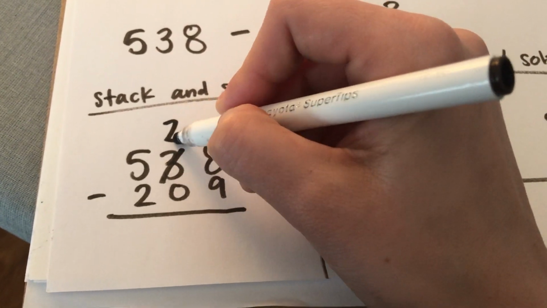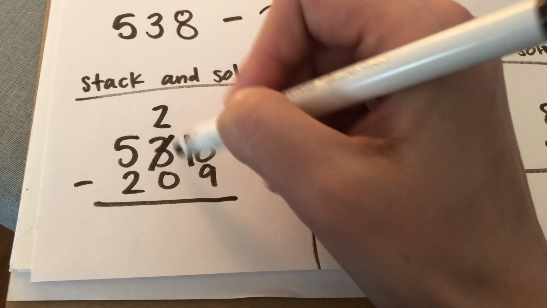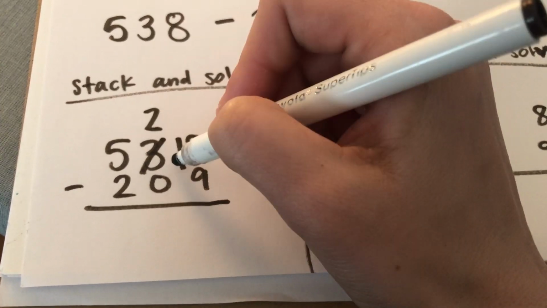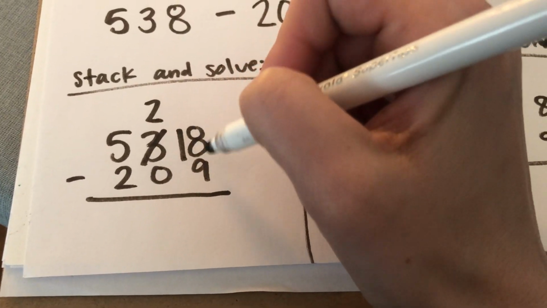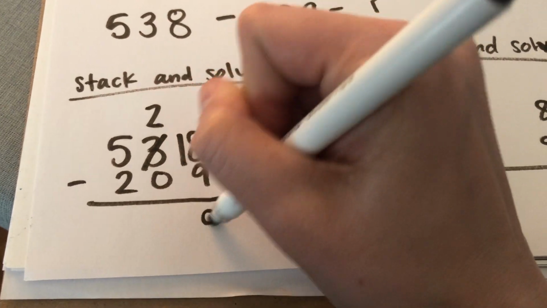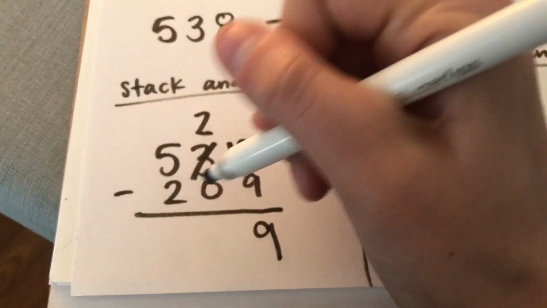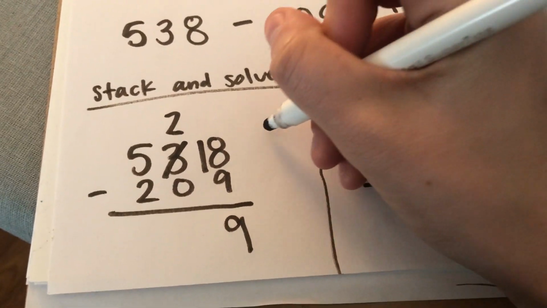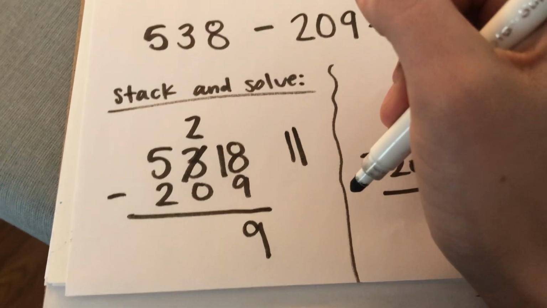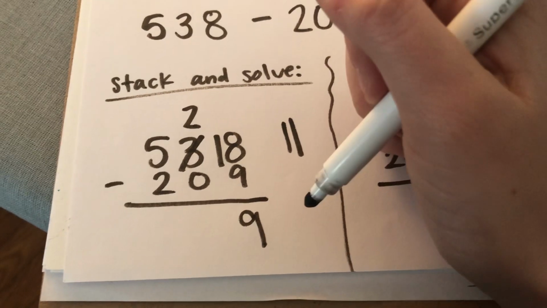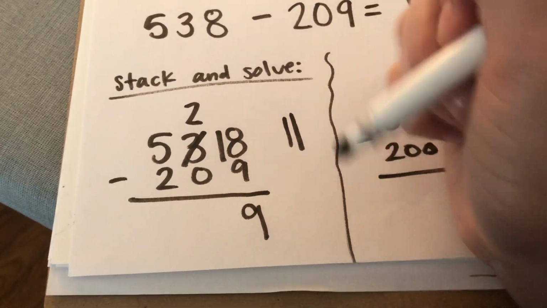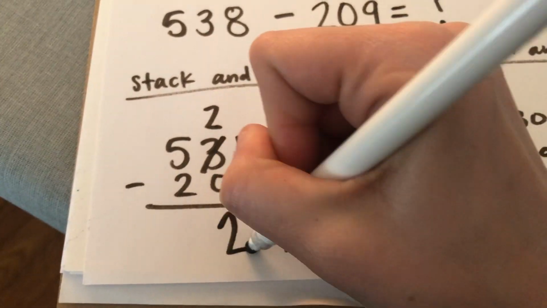3 tens becomes 2 tens, and we give that other 10 to the ones place. There's our 3 tens. Now we have 18 ones. 18 minus 9 is 9. I know 9 plus 9 is 18. 2 tens minus 0 tens. When I have 2 tens, can I take 0 away? Yeah, I just did. There's still 2 tens. 2 minus 0 is 2.